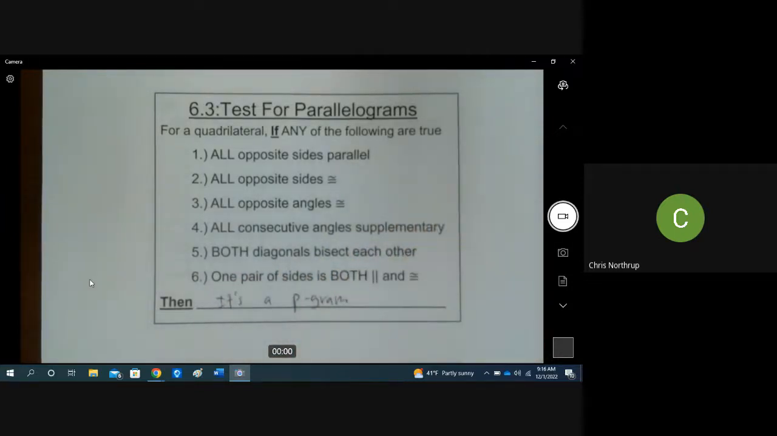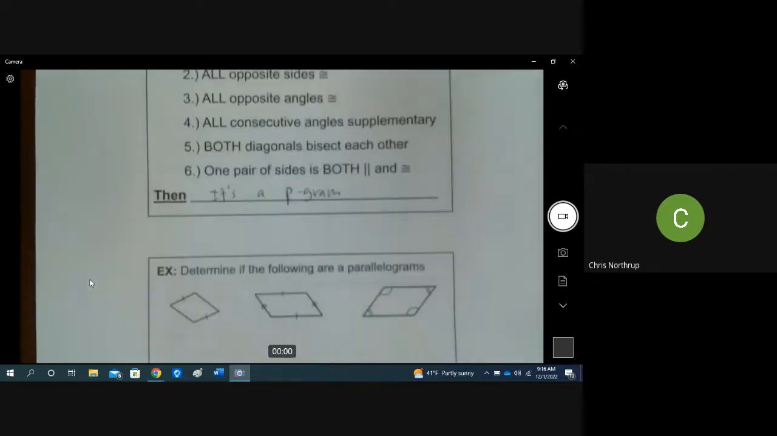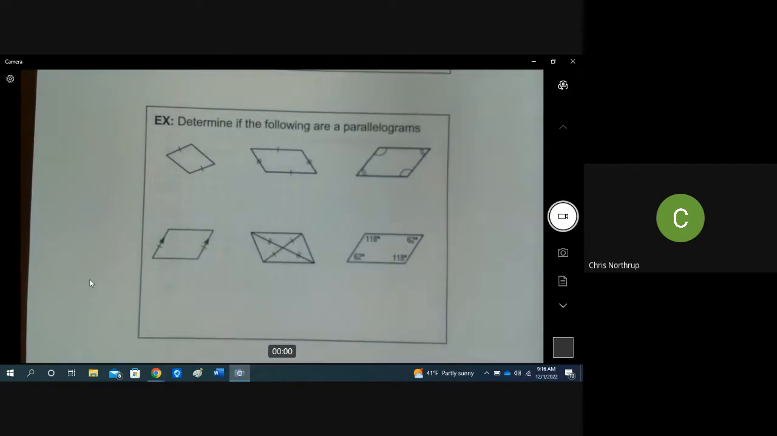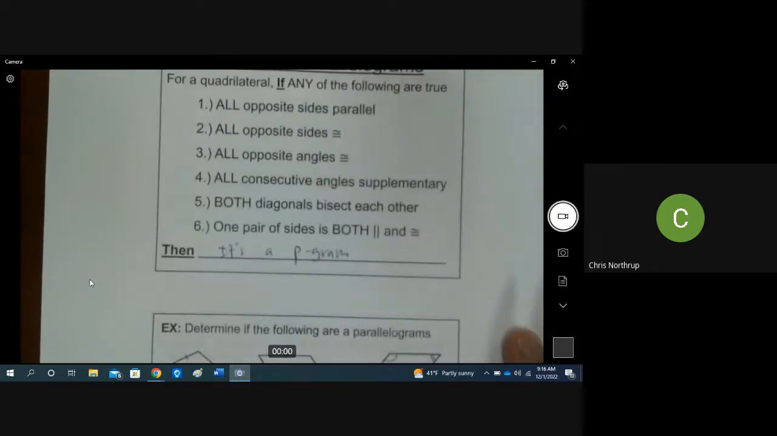So the questions will be asked slightly different in this section than in the last section. Instead of saying, here's a parallelogram, go find some measurements, they will say, here's some measurements. Is this thing a parallelogram or not? Or they might rephrase that question to be something like, what would the measurements be in order to make it a parallelogram? So just to show you a couple of quick examples here, to determine if any of these are parallelograms, we can use any one of these 6 tests.